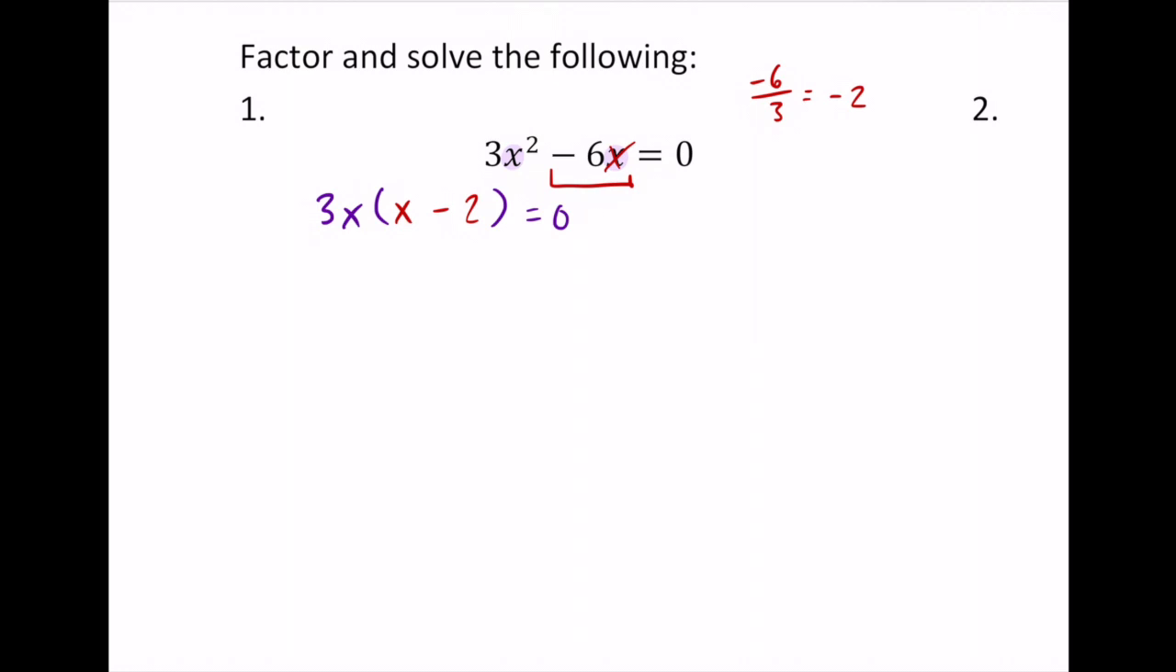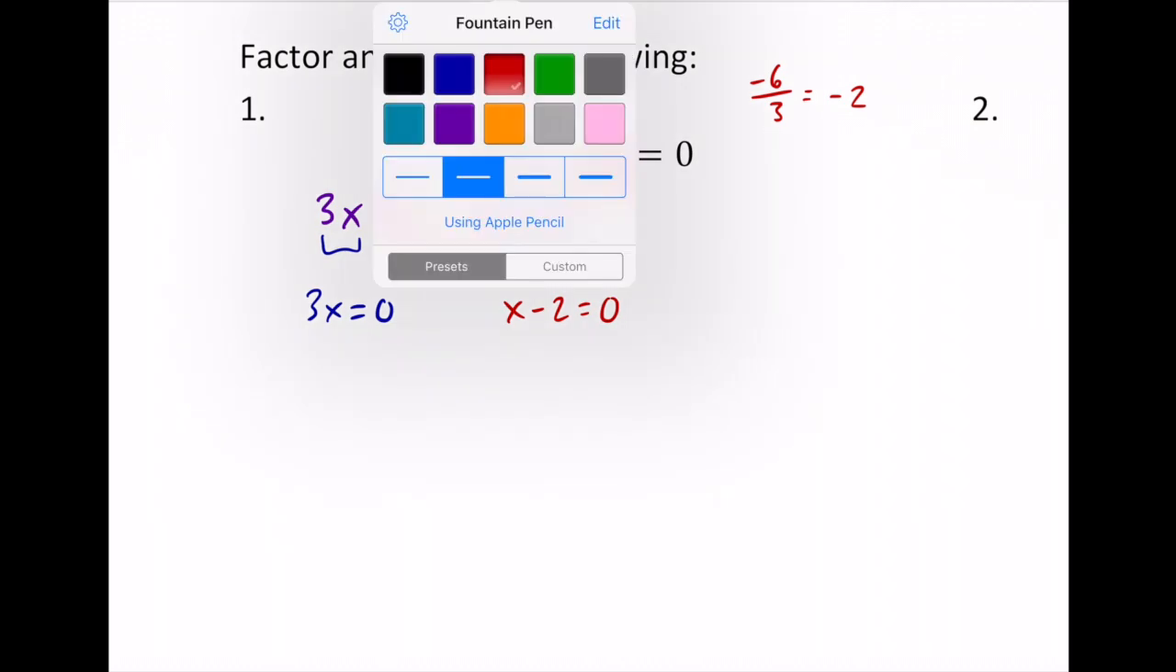So now we have these two different terms that we want to set equal to 0. I'm going to take this, 3x, and make it equal 0. Then I'm also going to take the x minus 2 and make that equal 0. Alright, I'm going to have two separate equations set equal to 0. Then all we have to do is solve for x.